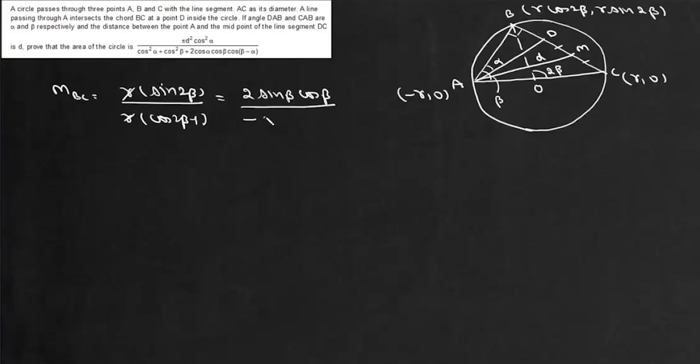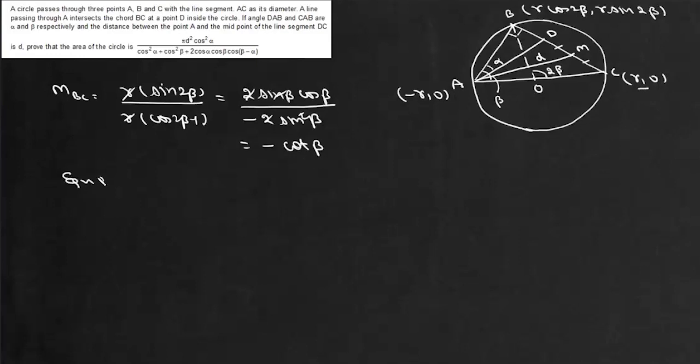Now we'll first write the equation of BC, and for that we'll find the slope of this line. Now the slope of BC will be y2 minus y1, which is R sine 2 beta, upon x2 minus x1, so R cos 2 beta minus 1. Now this R and R will cancel. This is 2 sin beta cos beta, and here will be minus 2 sin square beta. Now this 2 sin beta will cancel, so this is minus cot beta, and we have this point. So once we have a point and slope, we can write the equation of BC.